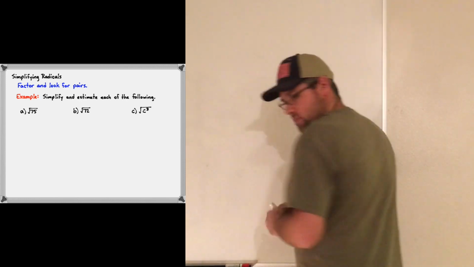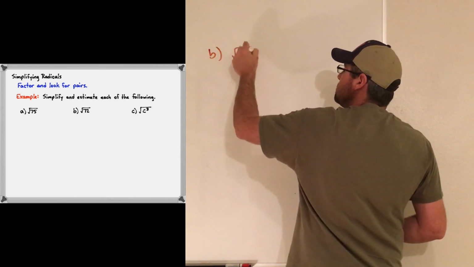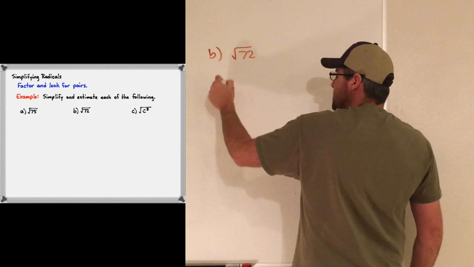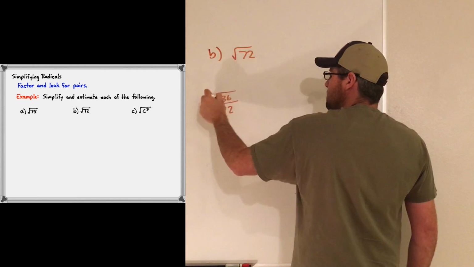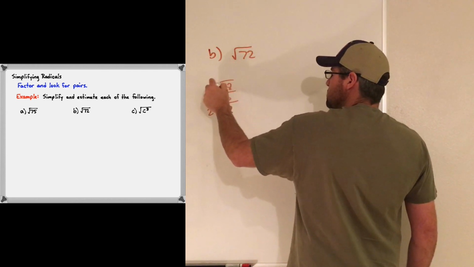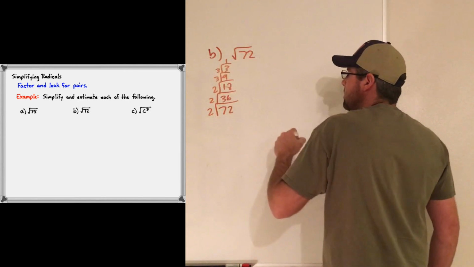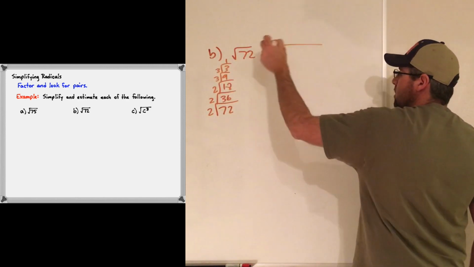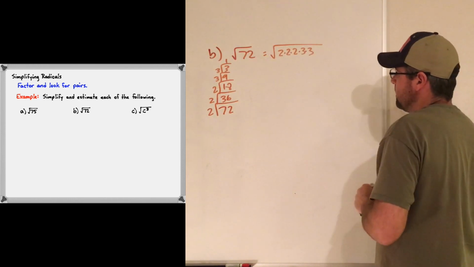All right, the next one was the square root of 72. The square root of 72, well, we're going to prime factor that. So I'll do the cake method this time. 72, 2 and 36, 2 and 18, 2 and 9, 3 and 3, 3 and 1. So my prime factors are 2, 2, 2, 3, and 3.